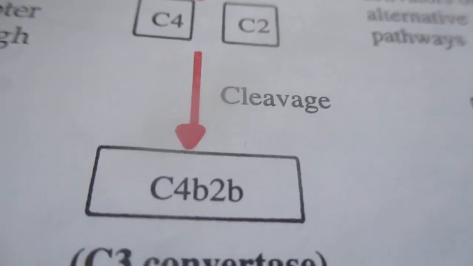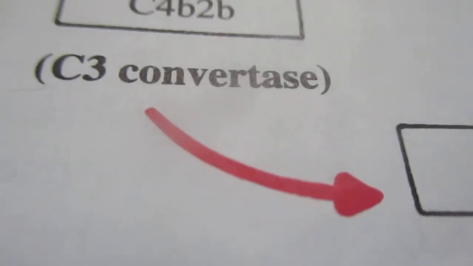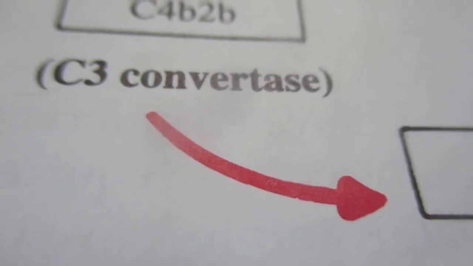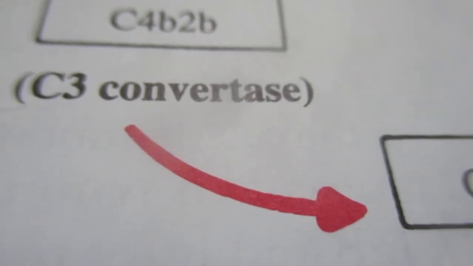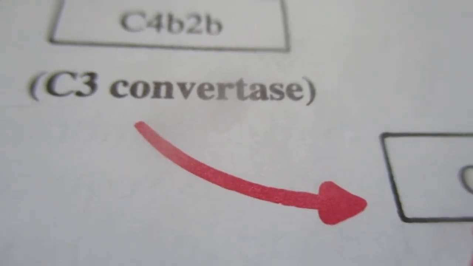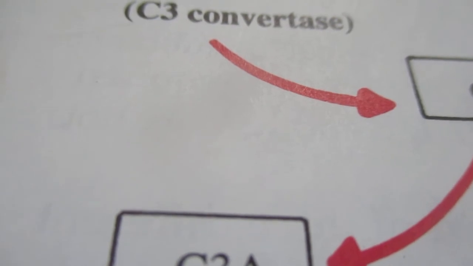Cleavage of C4 and C2 produces peptide fragments C4A, C2A, this convertase, and C4B associates and is enzymatically activated and called C3 convertase. Right there. The substrate for C3 convertase is C3, which is cleaved into C3A and C3B.